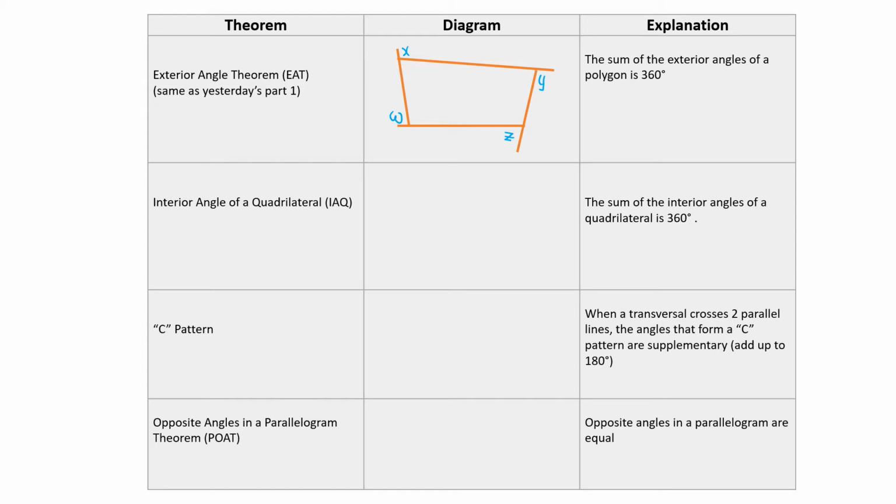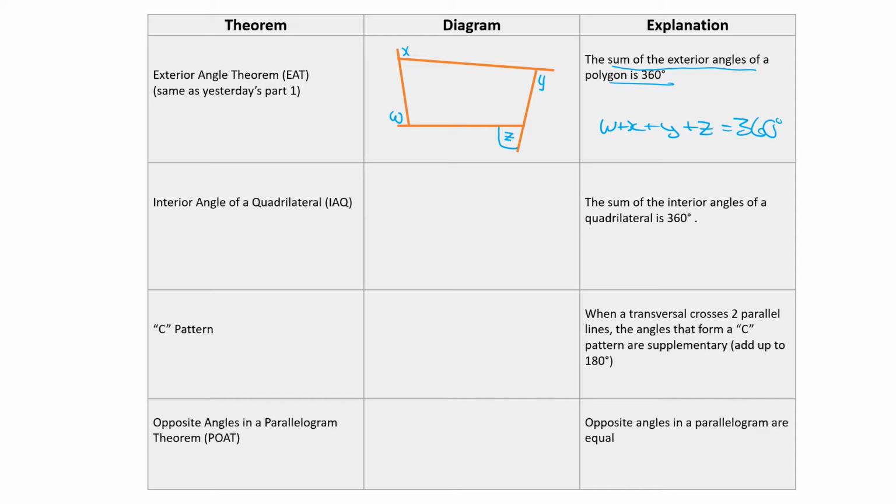Those are the 4 exterior angles, and exterior means on the outside. The sum of the exterior angles of a polygon is 360 degrees. So for the one we have here, W plus X plus Y plus Z is equal to 360 degrees. That's the same as the one we had yesterday, right? Same as yesterday's exterior angle theorem, part 1.